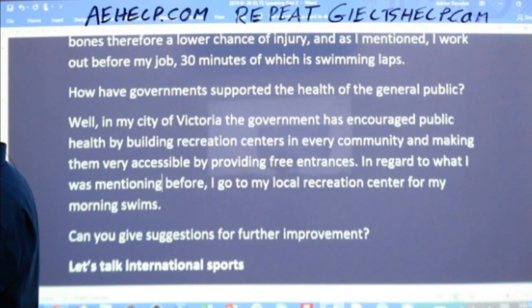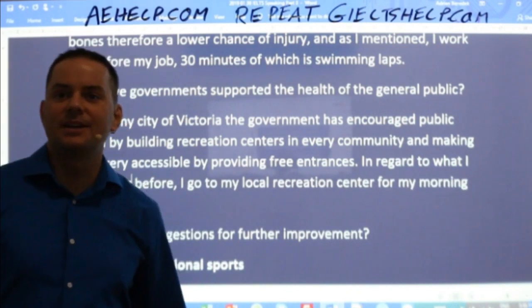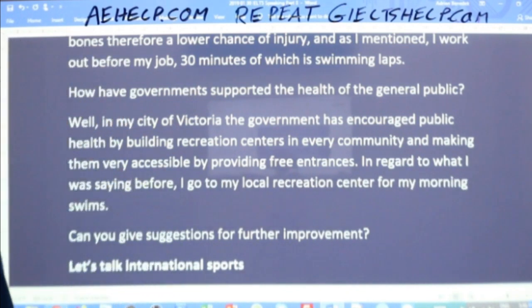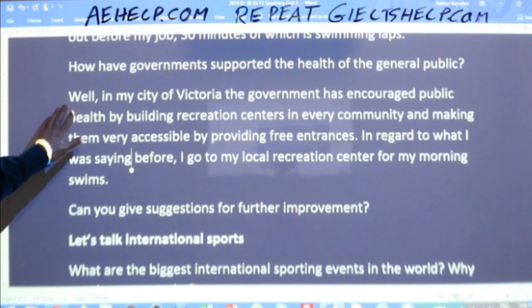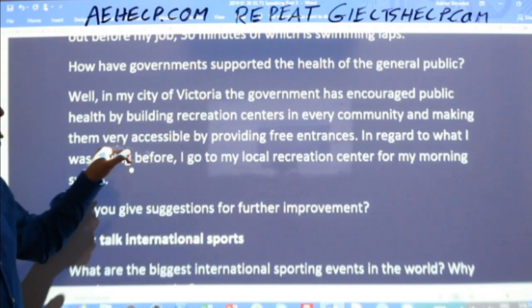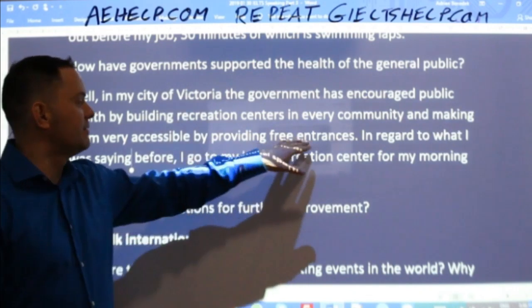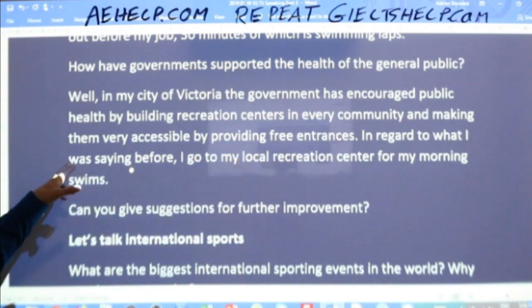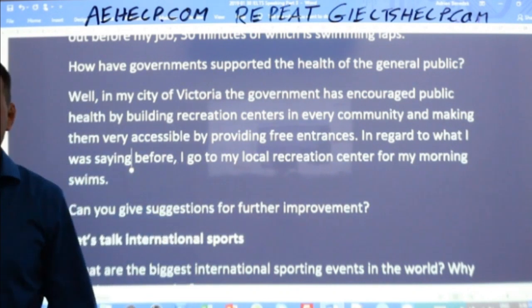So you've probably figured out what's missing. Now, if I ask you the question again, what was missing? Then please tell me the correct answer. So what was missing? So this is my answer. So again, repeat after me. Well, in my city of Victoria, the government has encouraged public health by providing recreation centers in every community and making them very accessible by providing free entrances. In regard to what I was saying before, I go to my local recreation center for my morning swims.